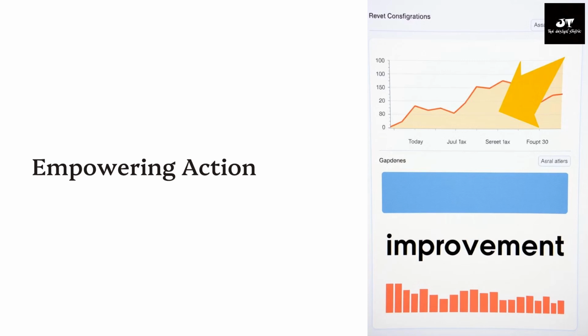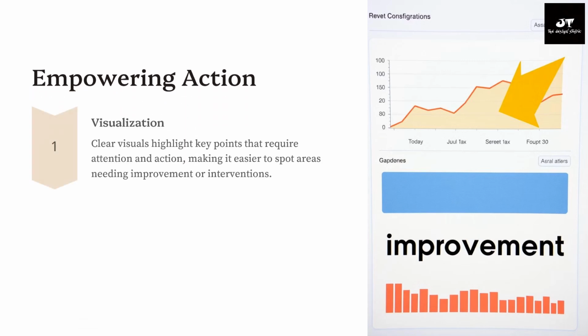The next objective is to empower the action. Clear visuals highlight key points that require attention and action by presenting data in an intuitive and easily understandable format. By using elements like color coding, annotations, and prominent data points, visuals direct focus to critical insights that demand immediate attention, such as areas of decline, inefficiencies, or opportunities for growth.